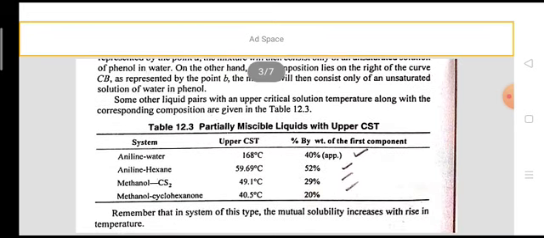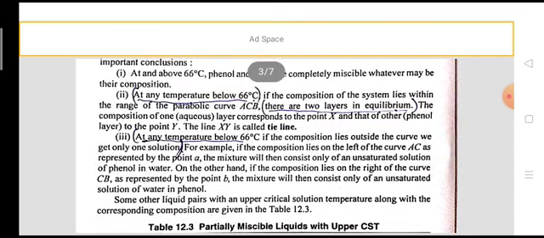So this is the phenol water system which has an upper critical solution temperature. What is the meaning of upper critical solution temperature? That is, it is greater than the room temperature. Critical solution temperature is the temperature at which partially miscible liquids become completely miscible. So above this critical solution temperature, that is 66 degrees centigrade for the water and phenol system, we find that the phenol and water are completely miscible and become homogeneous.